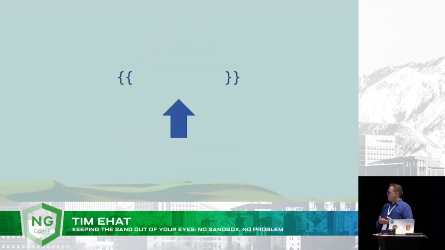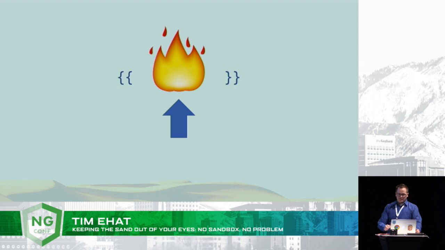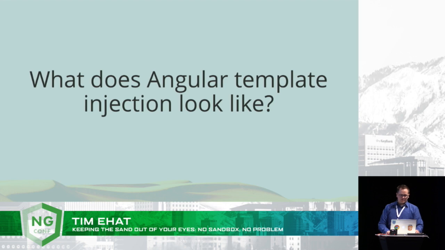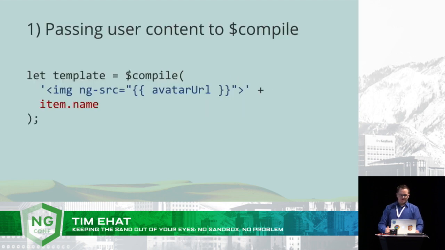The real problem was that you're letting users define things within your template, OK? If you have this problem, we're going to go over this. I'm going to help you recognize it, help you fix it, OK? So that's where your fire would be, if your users or someone else is able to define an expression on your Angular templates, OK? So what does an Angular template injection look like? I'm going to give you two patterns.